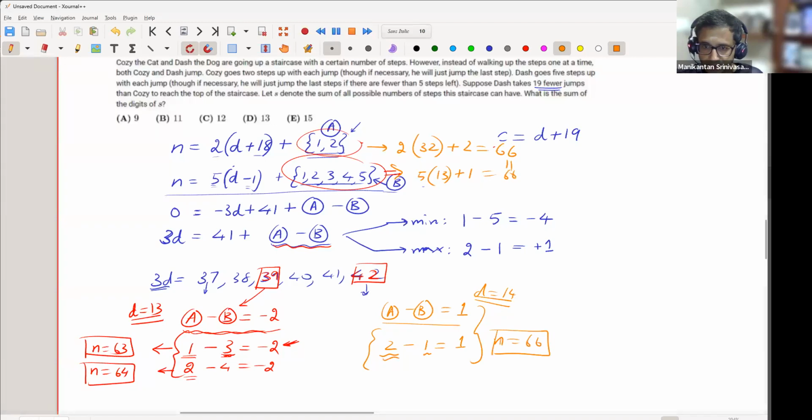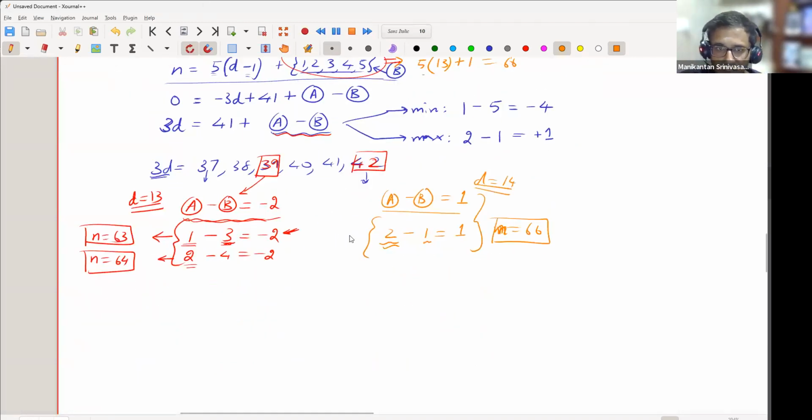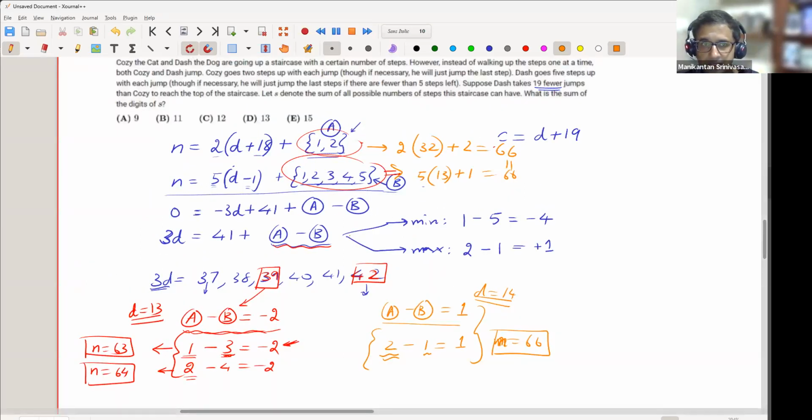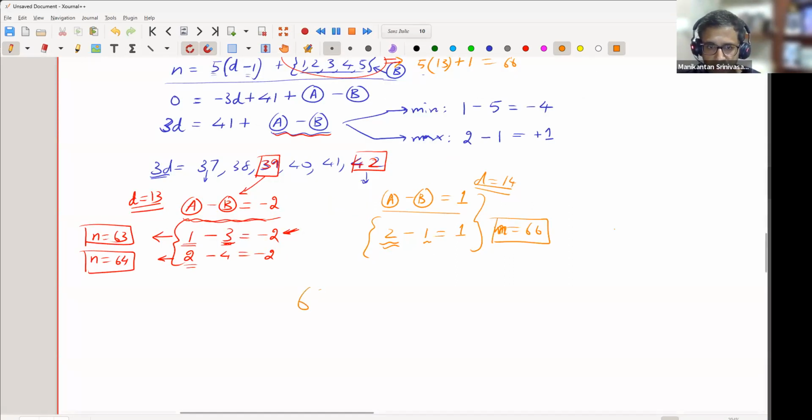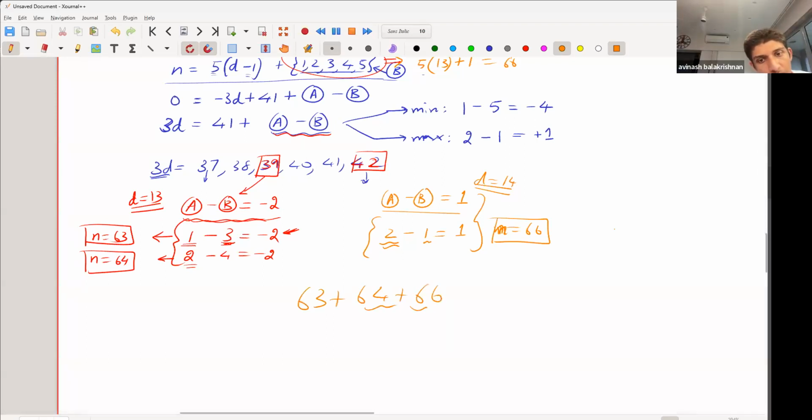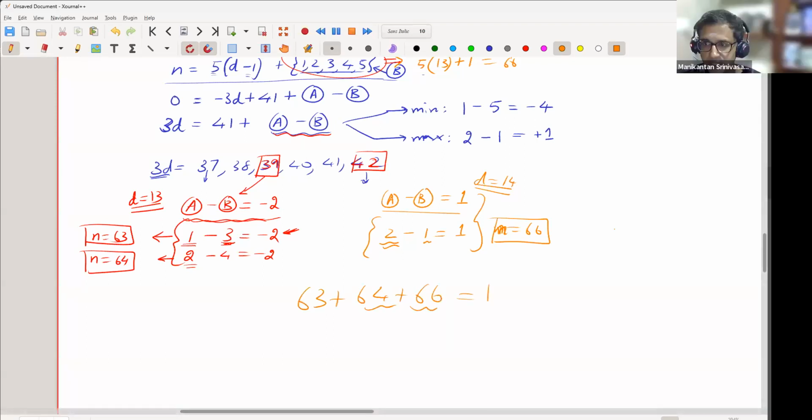So therefore, we say the number of steps can either be 63 or 64 or 66. And then finally, he wants the sum of all the possible number of steps, right? So it's just a matter of finishing it off from here. 63 plus 64 plus 66. Sum of the digits, yeah. We have to sum all of them and then do the sum of the digits. So 63 plus 64 plus 66, and then the sum of the digits of this, 193.